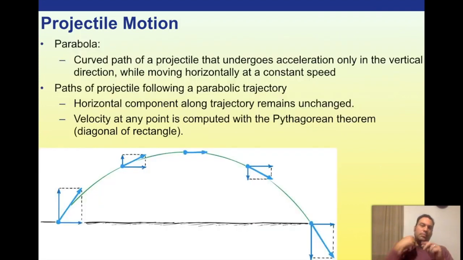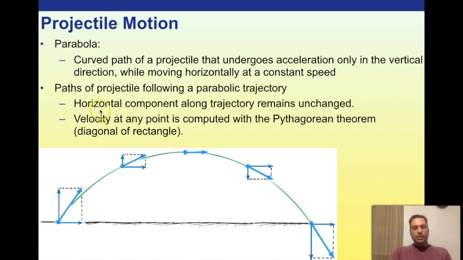Cool. So the projectile motion, it turns out, takes a curved path, and that curved path is usually described as parabolic. So this is a parabola right down here, moving up along this path here, and then back down. And of course, if there's no ground here, it'll continue down in the direction of this arrow right here. So a curved path of a projectile that undergoes acceleration only in the vertical direction while moving horizontally at constant speed. All right. Paths of projectile following a parabolic trajectory.